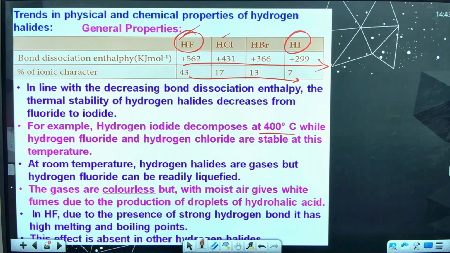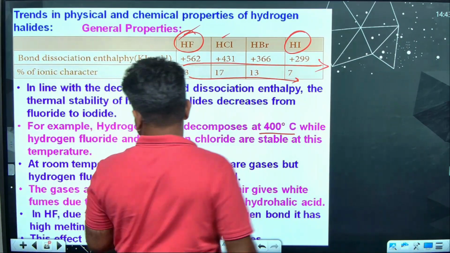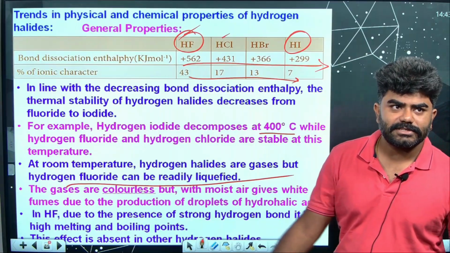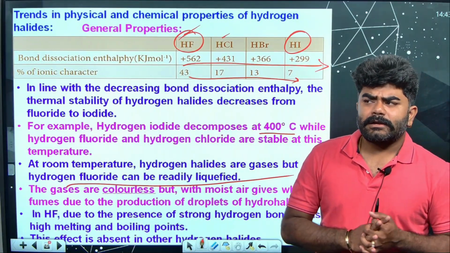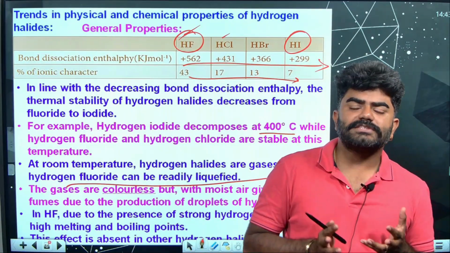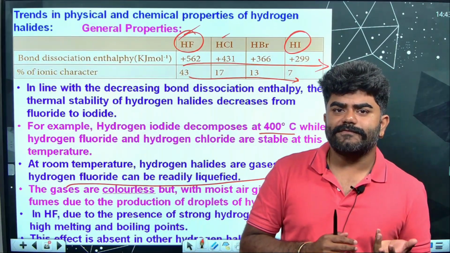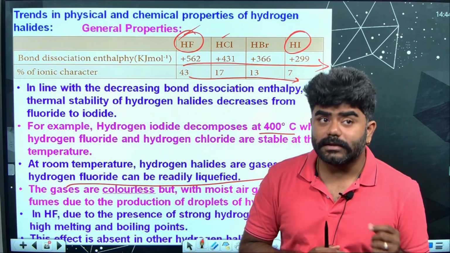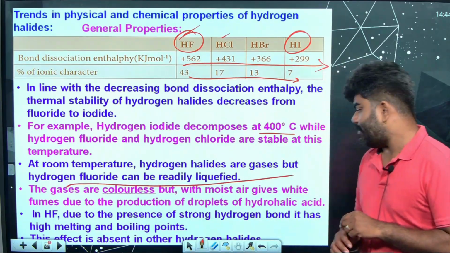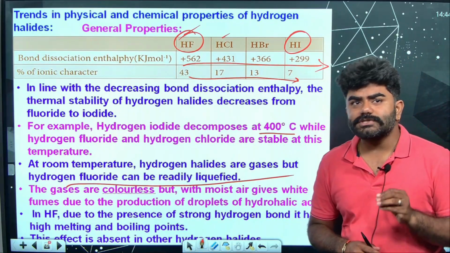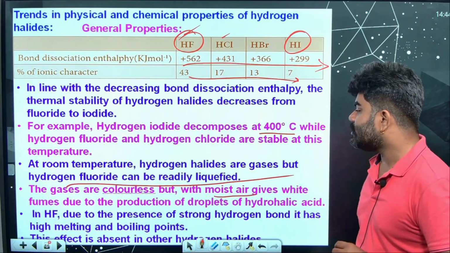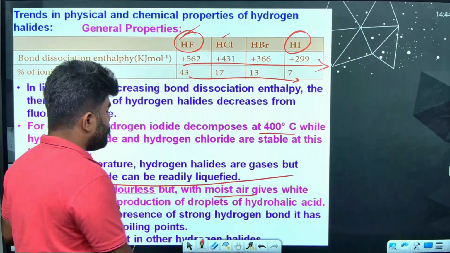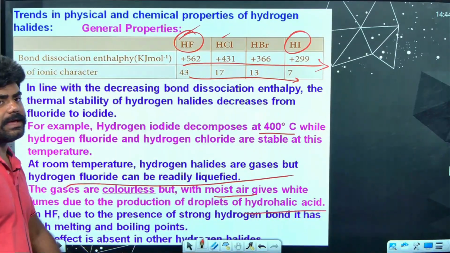Then you see most of the hydrogen halides are gases, but HF alone can be liquefied easily, hydrogen fluoride. And also if you look at the nature or the appearance of these gases, these are all colorless gases, but with little moisture in air, that's called moist air, right? With moisture in air it forms white fumes due to the formation of hydrohalic acid.